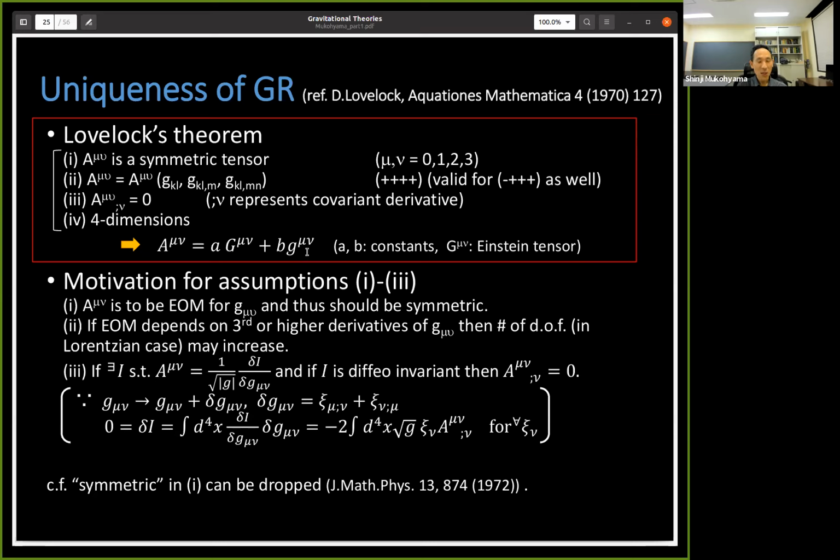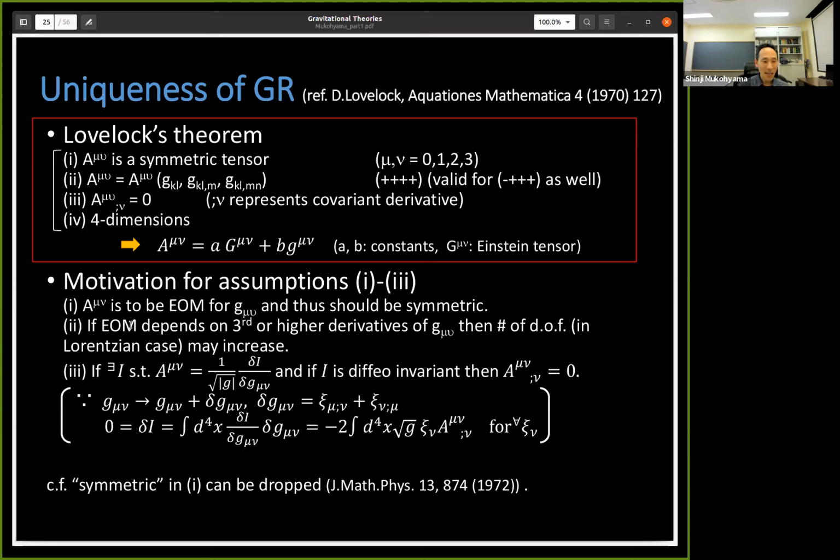So the motivation for each assumption is as follows. As I said, A mu nu is to be the equation of motion for g mu nu, and therefore should be symmetric. But actually, later Lovelock dropped assumption 1, so we don't need the symmetric assumption. But anyway, A mu nu should be a tensor.